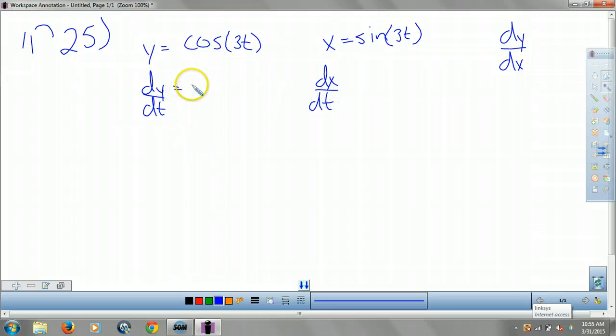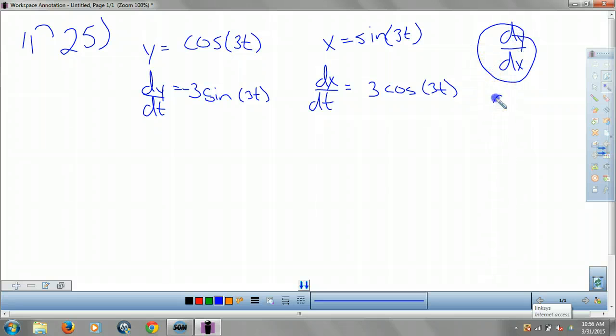So this beast, using your chain rule, 3 comes out in front, sine of 3t. This is going to be negative. It's negative because the derivative of cosine is negative sine. Then your dx over dt is going to be, again, 3 comes out in front due to chain rule, cosine of 3t, right?